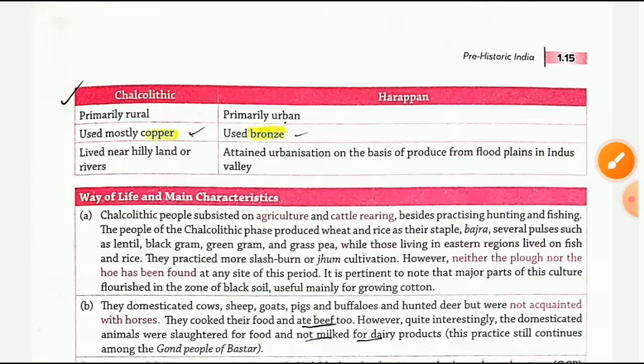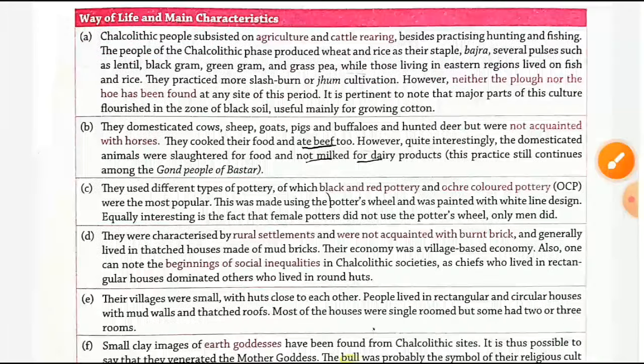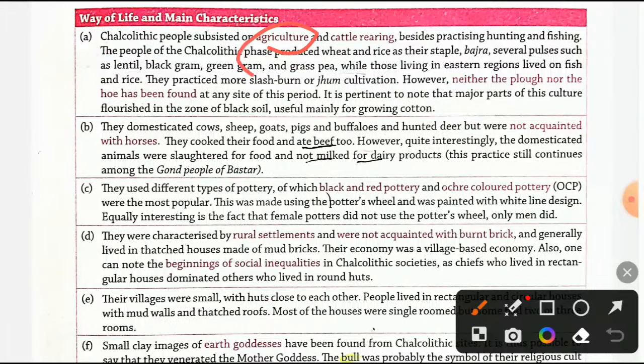Next, they were primarily rural in the Chalcolithic. The difference is given here, whereas in Harappan they were primarily urban. In the Chalcolithic they used copper, and in Harappan they used bronze. What were the ways of living? Subsistence agriculture and cattle rearing, and neither the plough nor the hoe has been found. They practiced slash and burn or jhum cultivation. Bajra was there; wheat and rice were produced.